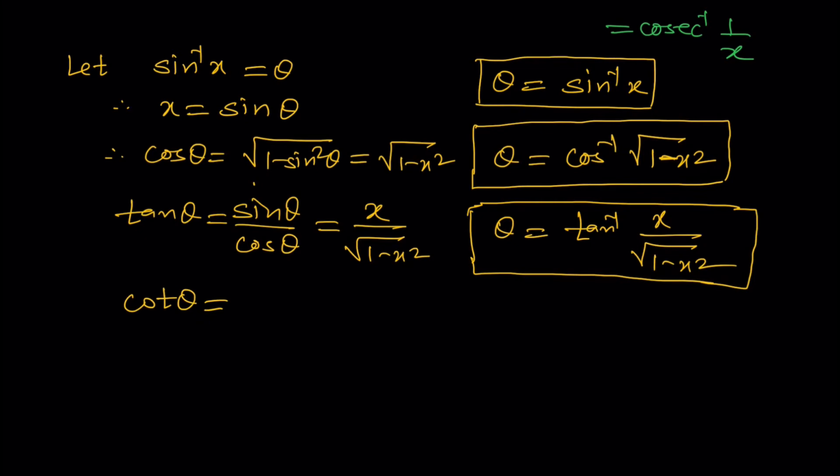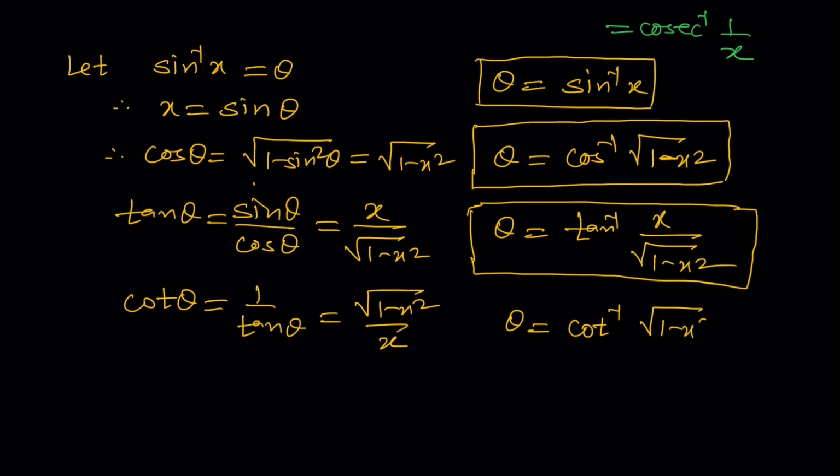Now the remaining three ratios we can easily find. Cot theta, or you can make use of the properties, cot theta is equal to 1 upon tan theta. So you'll have root 1 minus x square upon x. Therefore theta is equal to cot inverse of root 1 minus x square upon x.